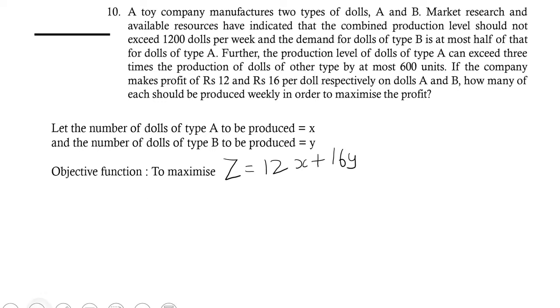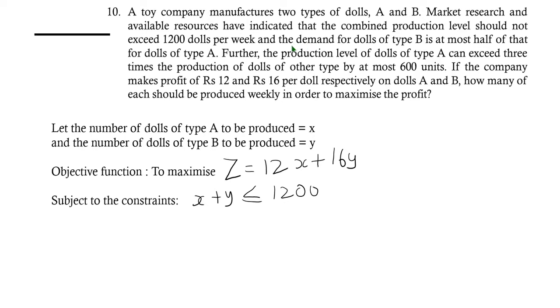Now let us see the constraints. Subject to the constraints. The first constraint is they have indicated that the combined production level should not exceed 1200 dolls per week. So the company should not manufacture more than 1200 dolls. So x plus y should be less than or equal to 1200. That is the first constraint.